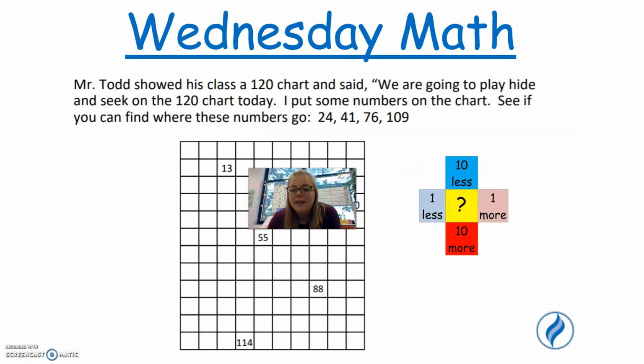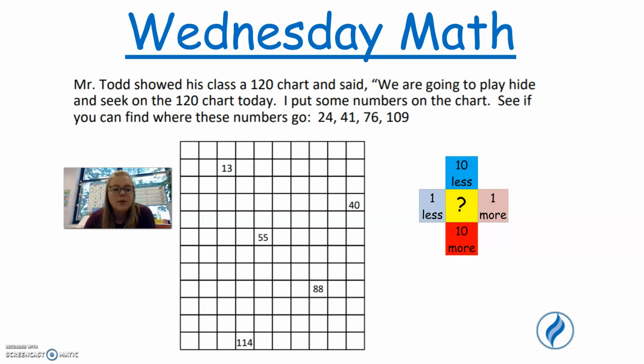Today for math, you're going to be answering this question, okay? You're going to be helping me figure this out. So it says, Mr. Todd showed his class a 120 chart and said, we are going to play hide and seek on the 120 chart today. I put some numbers on the chart. See if you can figure out where these numbers go. Okay, so we got to figure out where these numbers go on this chart. It's not very filled in.